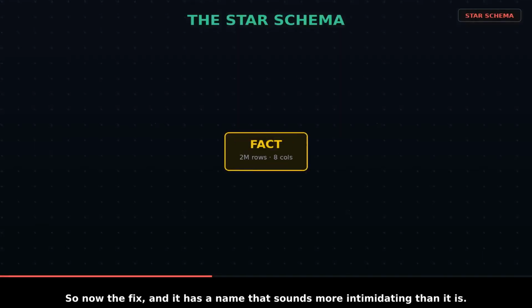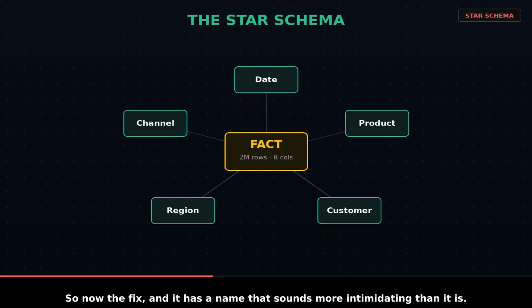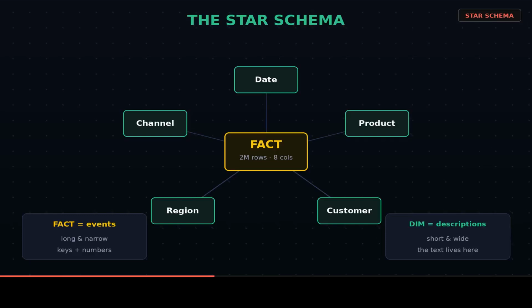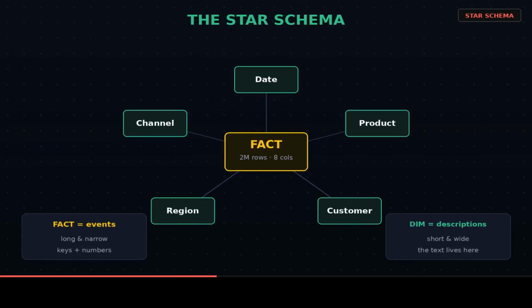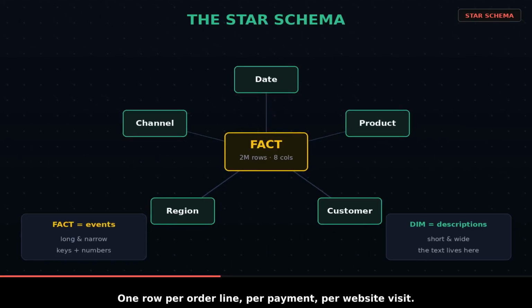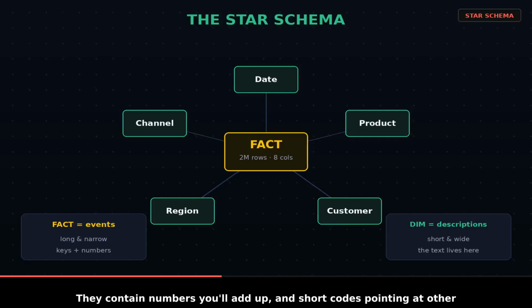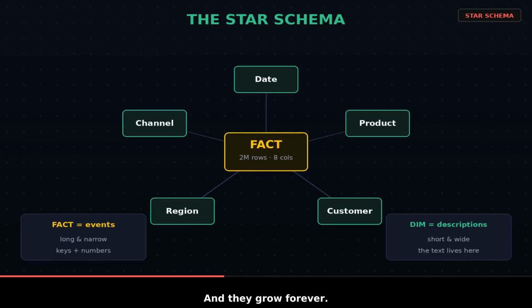So now the fix, and it has a name that sounds more intimidating than it is. The star schema. The idea is that your tables come in exactly two flavors. Fact tables hold events, things that happened. One row per order line, per payment, per website visit. They're long and narrow. They contain numbers you'll add up and short codes pointing at other tables. And they grow forever. Dimension tables hold descriptions, things that exist.